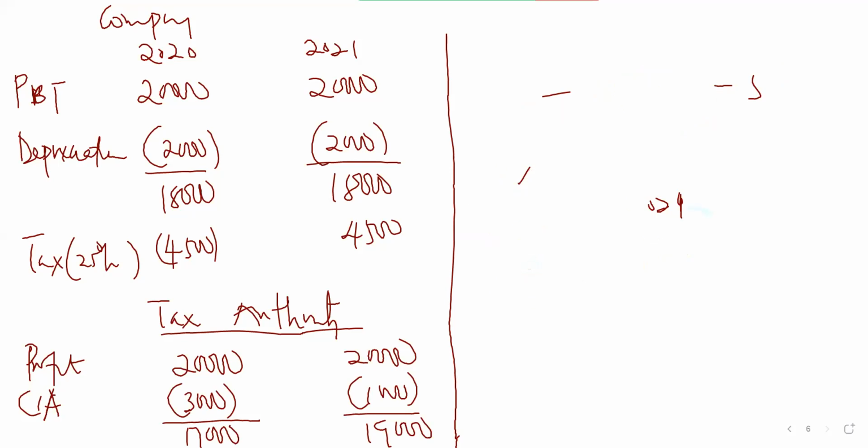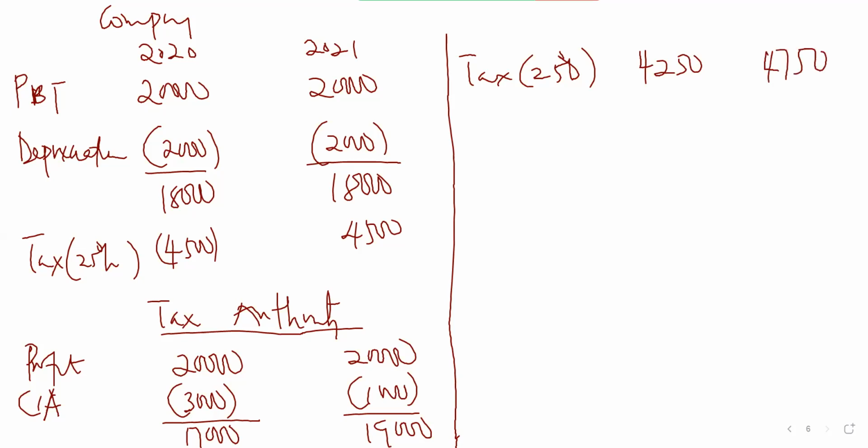What will be the tax payable in the books of the tax authority? So the tax will be 25%. That'll give us how much? For 2020, 4,250. We have 4,750 for 2021. Okay. Look at this.